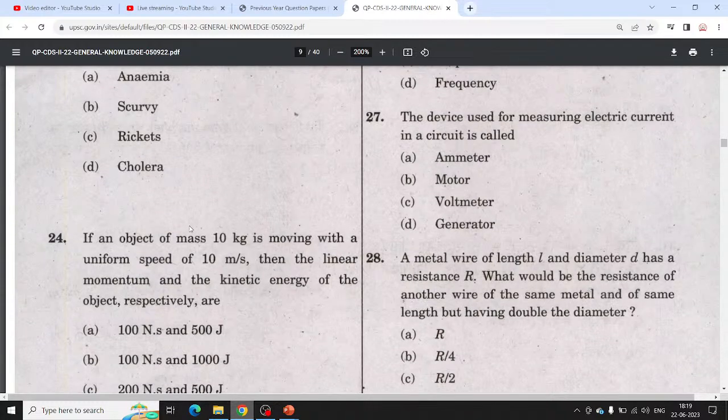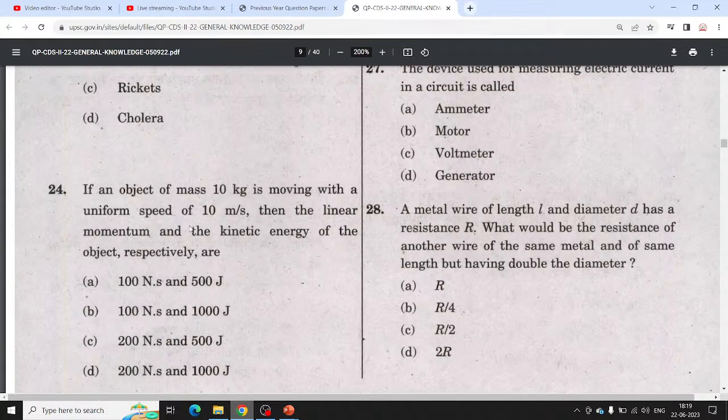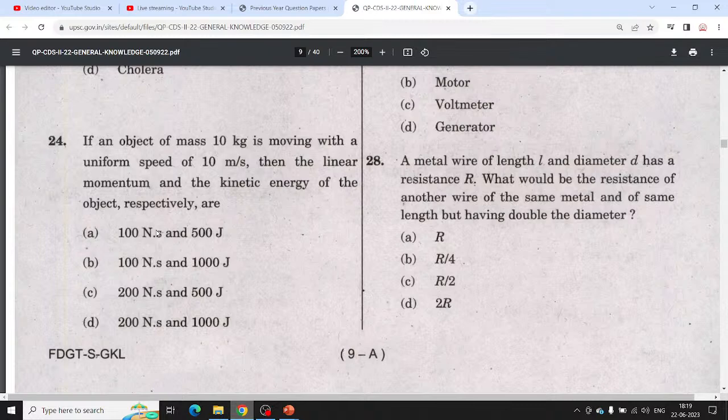I have downloaded it from your website. Next, question number 28. I have done this, I told you: when the length of the conductor increases, resistance increases. If the area of cross section increases, resistance decreases. We have learned this by heart 100 times. They are asking the same thing, but with options R, R by 4, R by 2, 2R.